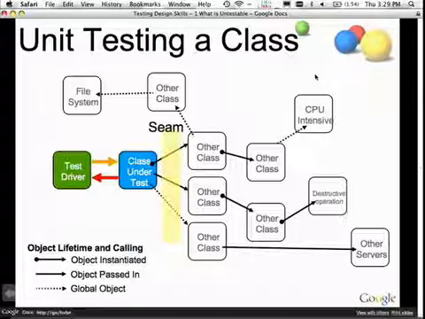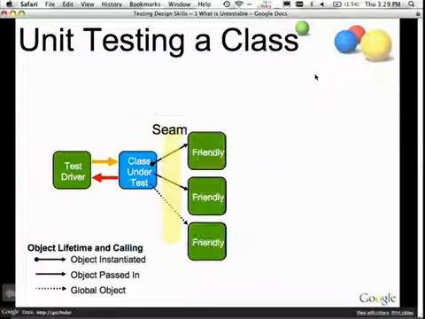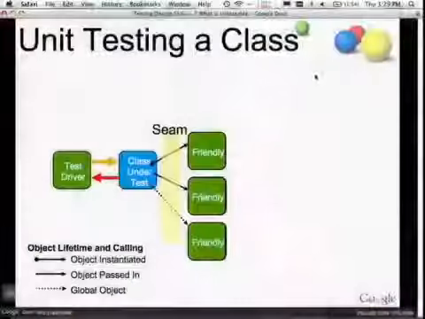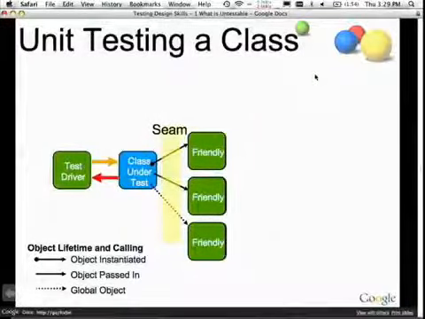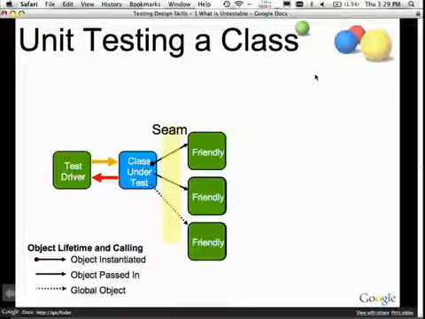And what the seam allows us to do is to replace these dependencies with friendlies. Now, when I say a friendly, I don't necessarily mean a mock. It could be the real class that I've already tested somewhere else, and I already know that it's going to do the right thing. Therefore, I'm perfectly happy to instantiate the real thing. But I trust it. I know when the test fails, the problem isn't over there because I have other tests to prove that that stuff works. It could be the real thing.